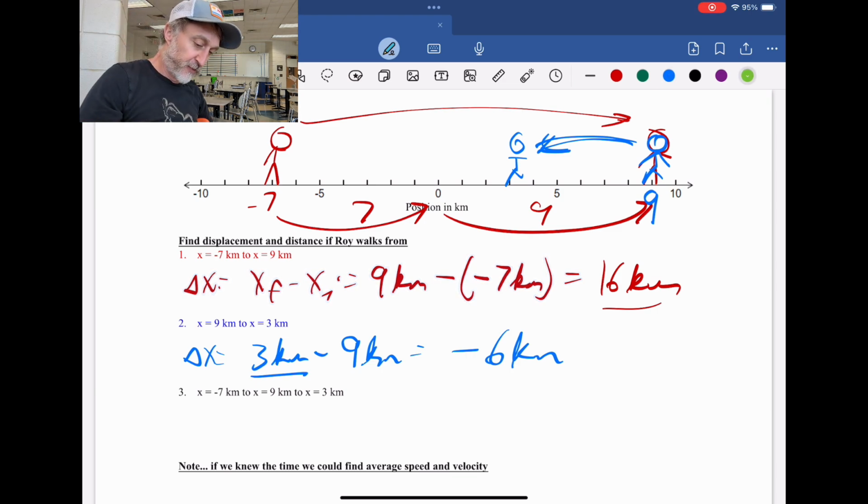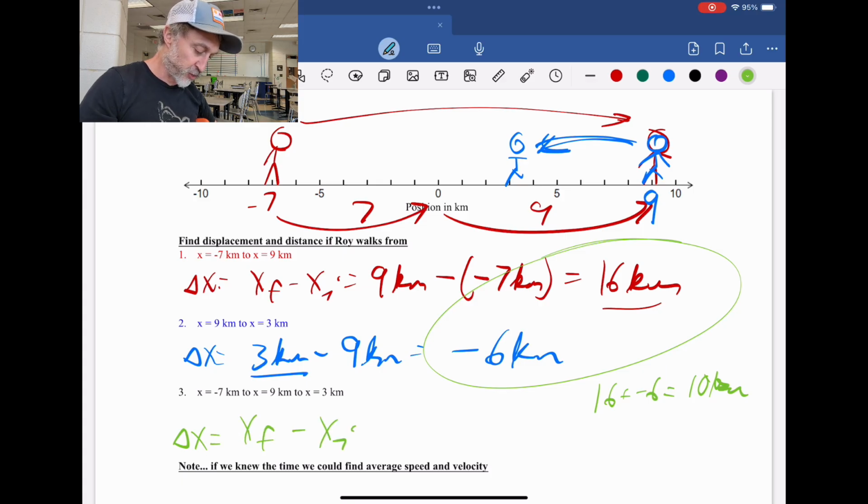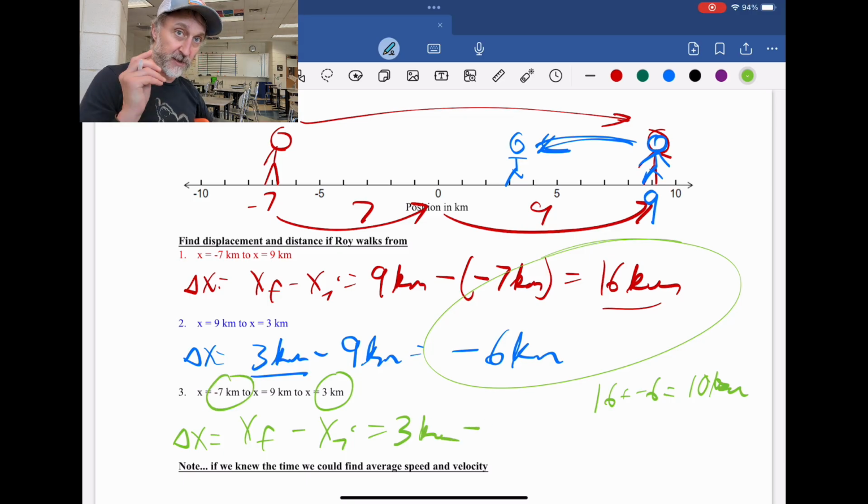So how do we find the displacement for the whole trip? Well, option 1 is you can add the two individual ones. 16 plus -6 gives you 10 kilometers. Or you can just go, displacement is final position minus initial position, which is going to be 3 minus initial position. Notice, it doesn't care about the path, just where did I start, where did it end? All right, and that still gives you the same 10 kilometers.